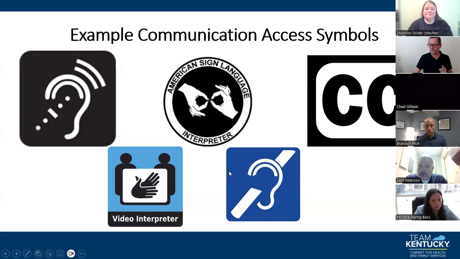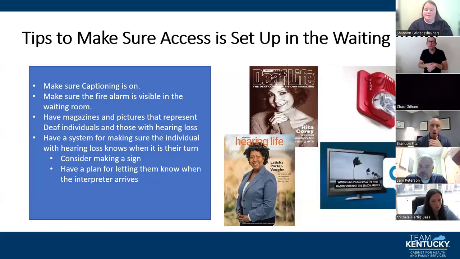Okay, we'll go on. So make sure that the closed captioning is on. Make sure that the room has a visual fire alarm, a fire alerting system, a strobe light. Make sure that you have pictures and resources available for people to see that they're included, that they're inclusive of people who are deaf and hard of hearing, just like the general population.